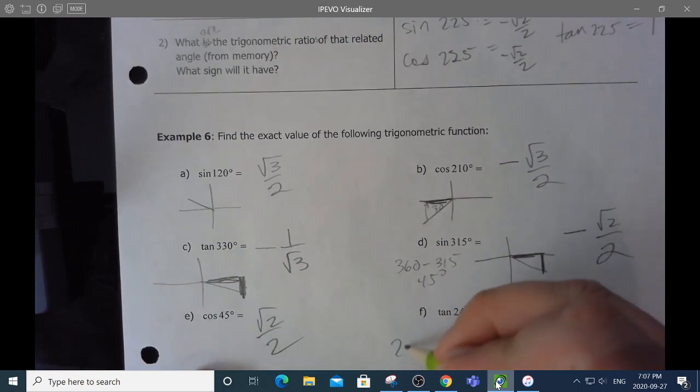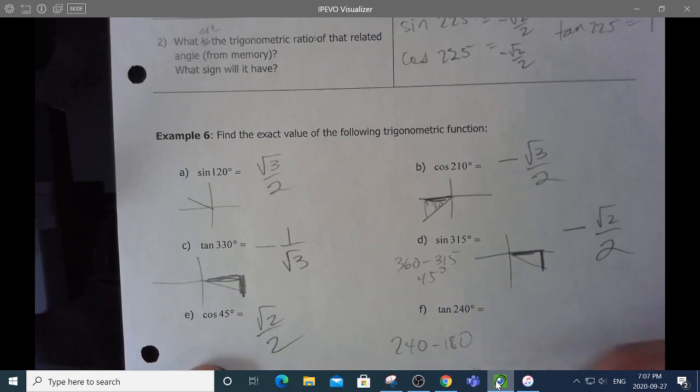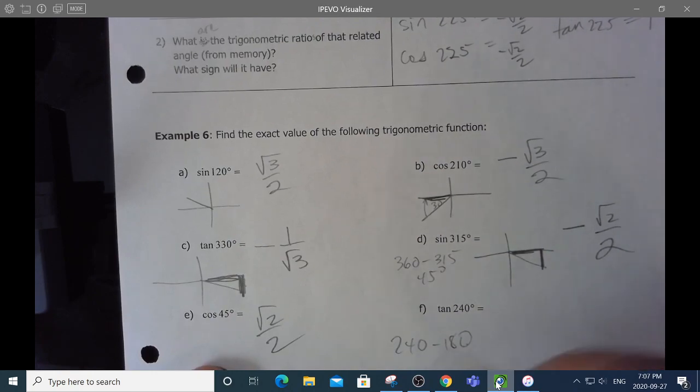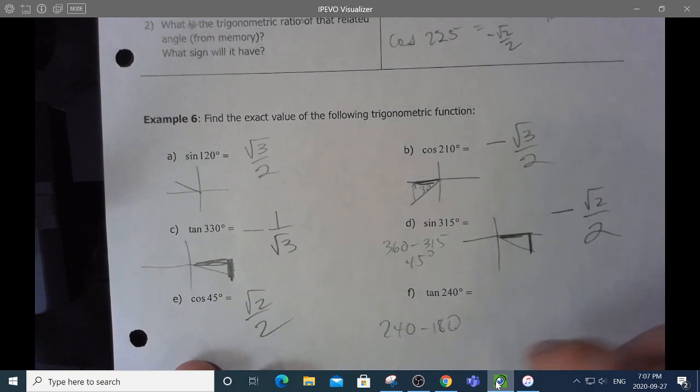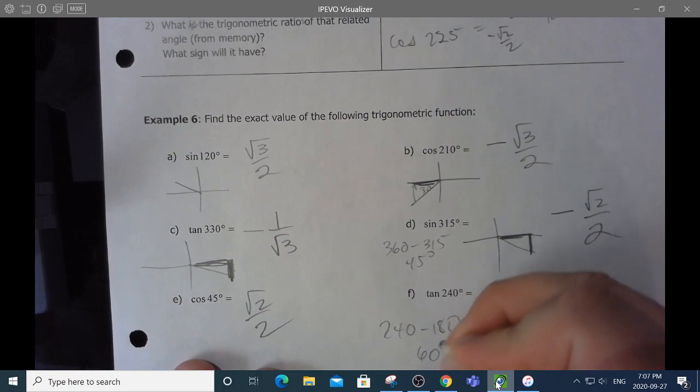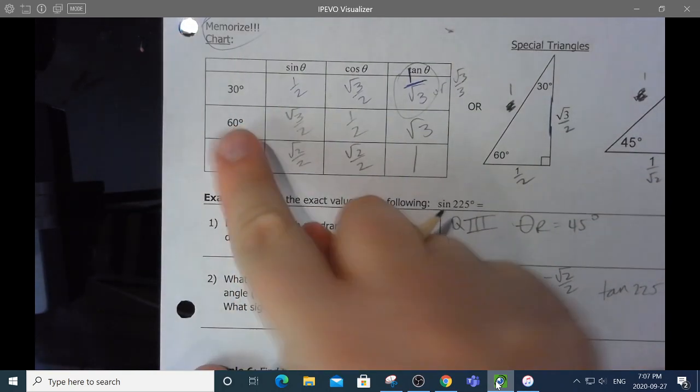240 though, well, let's see, what's 240 minus 180? The reason I'm minusing 180 is because I didn't make it all the way to 270. So I know I'm in quadrant 1, 2, 3. So in quadrant 3, 240 minus 180, use a calculator if you had to, but that's 60 degrees. So I'm in the 60 degree family, and tangent of 60 is root 3.